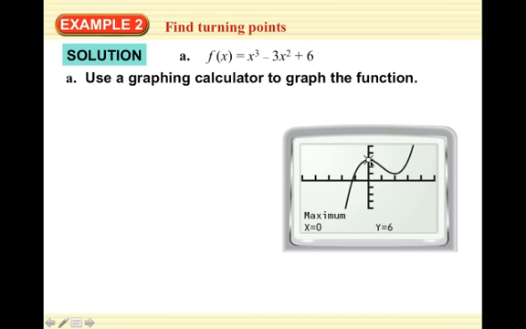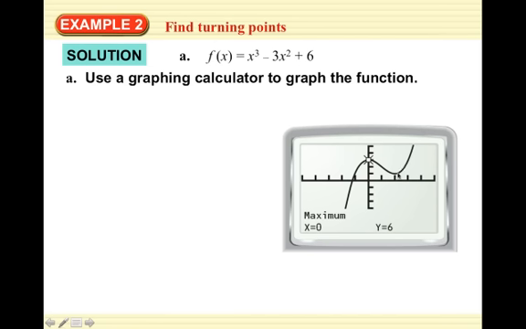We can see that there's 2 turning points. A turning point that looks like a maximum is a local maximum, and a turning point that looks like a minimum is called a local minimum. This maximum here is not the maximum value for the entire function because it continues on up to positive infinity. But locally, just around it, it is a maximum.